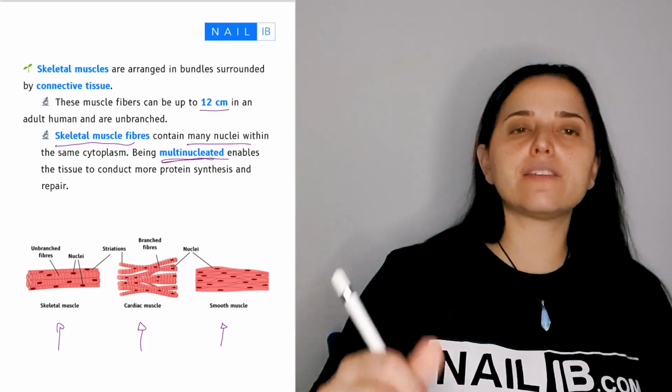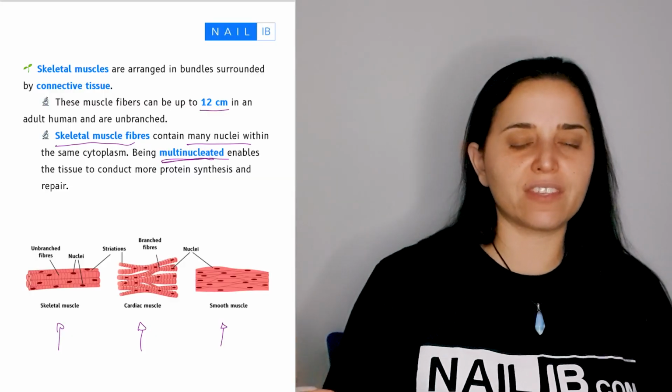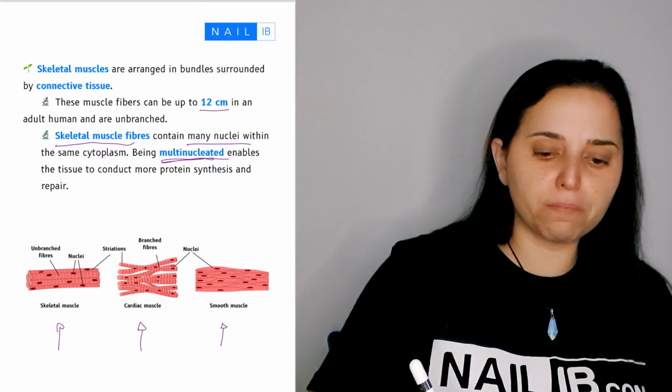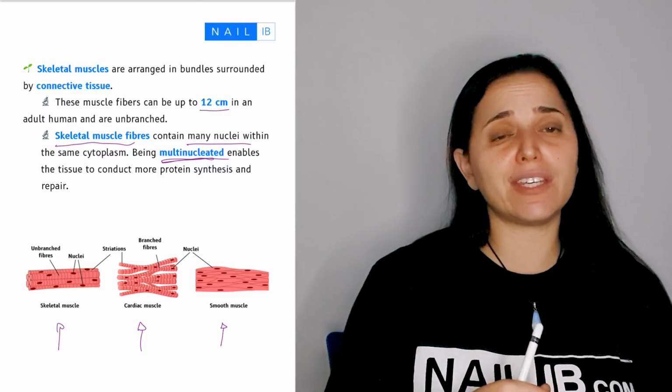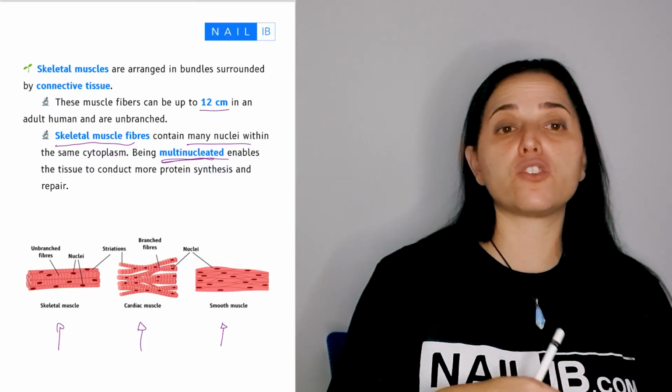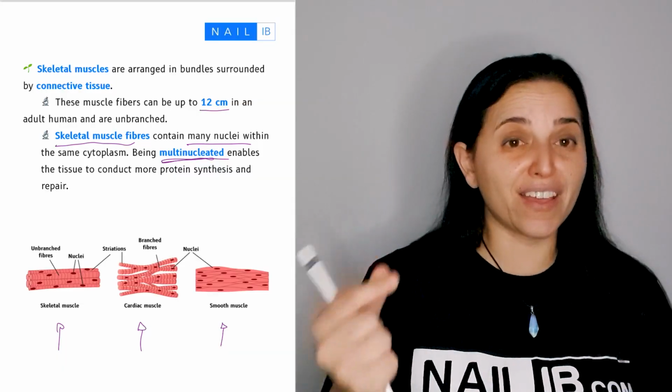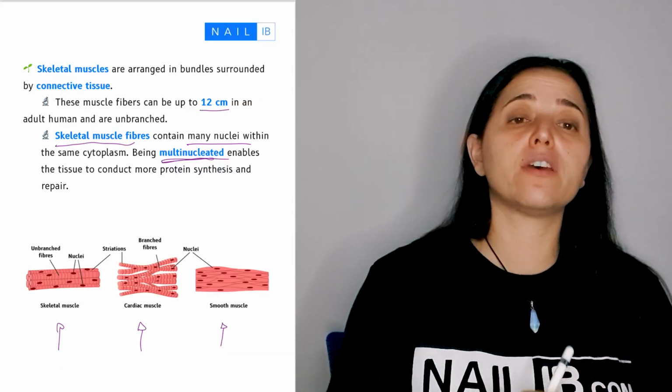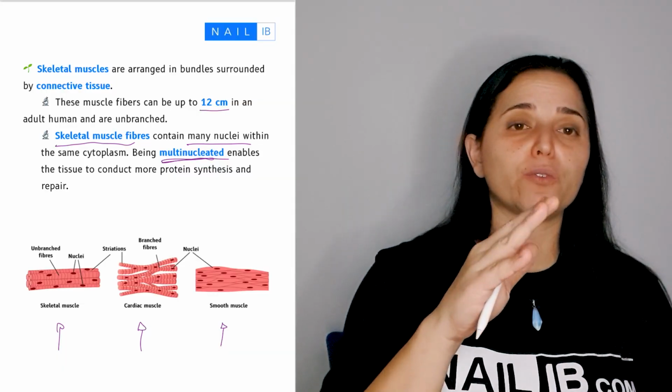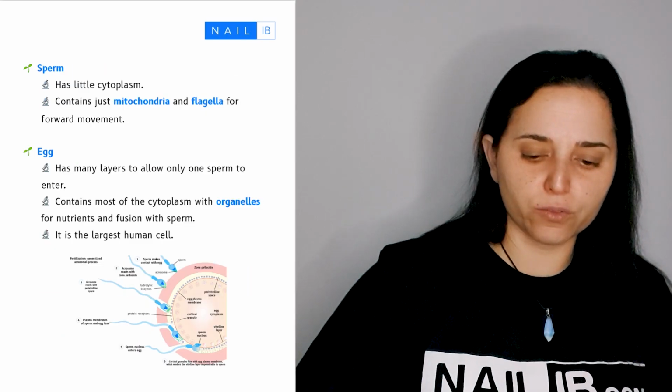It makes it easy for them to do all types of protein synthesis and repair. So by having a bunch of nuclei, you can do the DNA replication, and then eventually you can do the transcription and translation much, much faster. So that's the difference between the striated muscles as well as the cardiac muscles.